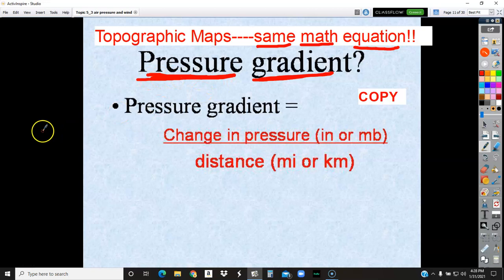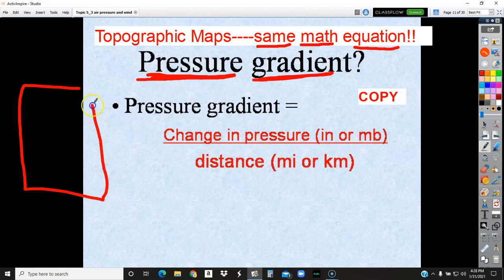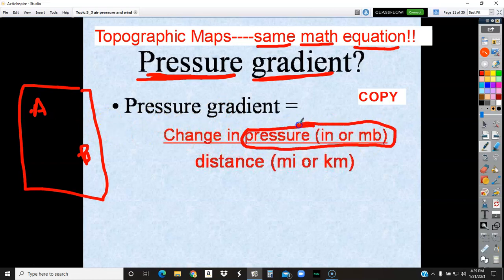We were doing, let's say we had a topographic map, and you had a location over here, A, and a location over here, B, and I said, what's the gradient between A and B? You needed the change in elevation divided by the distance between A and B. The same rule applies here, except instead of a difference in elevation, you're substituting the difference in pressure. It's the only difference. The distance is still on the bottom, measured in miles or kilometers, but instead of a change in elevation, just switch out elevation and put pressure here.